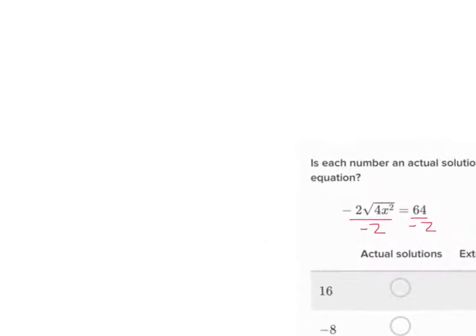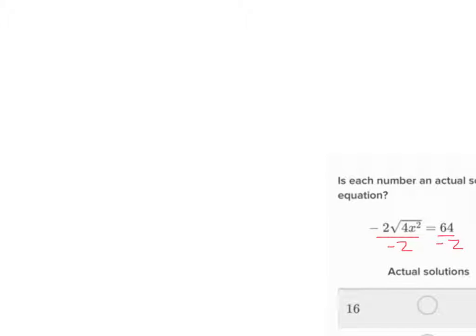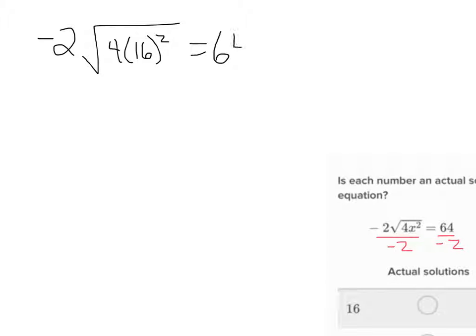And so I'm going to take 16 and plug it in. So I have -2 times the square root of 4 times 16 squared, and that has to equal not -64, +64. That's what the problem says. Do y'all see right here? -2 square root of 4x squared has to equal 64.